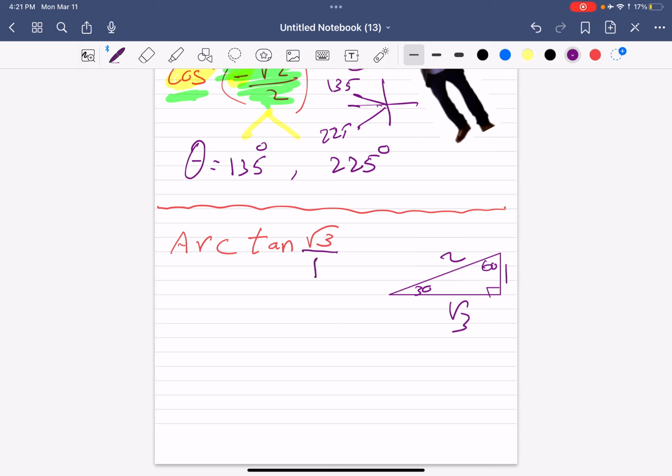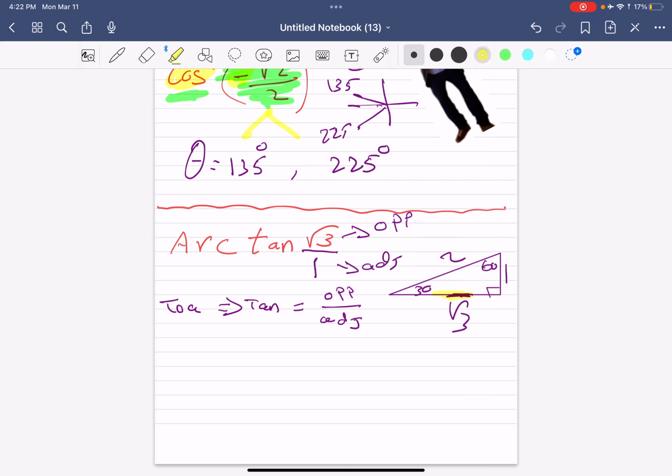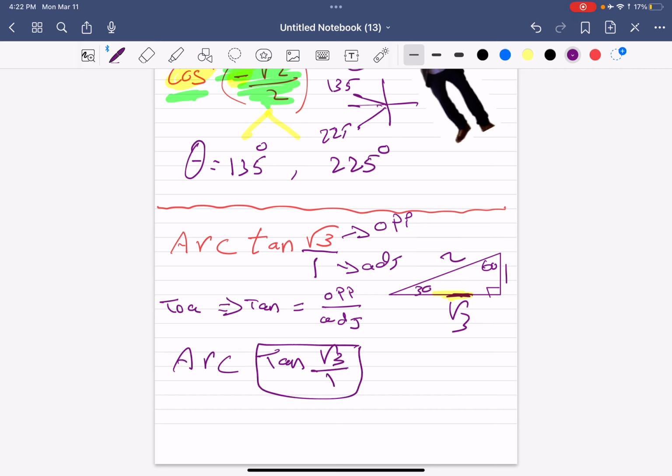What do you know about tangent? TOA, you remember TOA? SOHCAHTOA? Tangent is always equal to opposite over what? Adjacent. So that means this is the opposite, and this has to be the adjacent. Okay. So if this is the opposite, radical 3 is opposite of what angle? Radical 3 is opposite of this angle. So if I'm saying arc tan radical 3 over 1, this part here is for the angle 60.